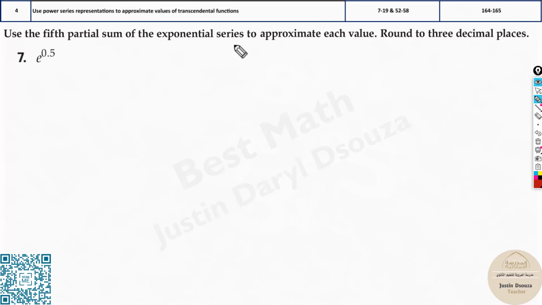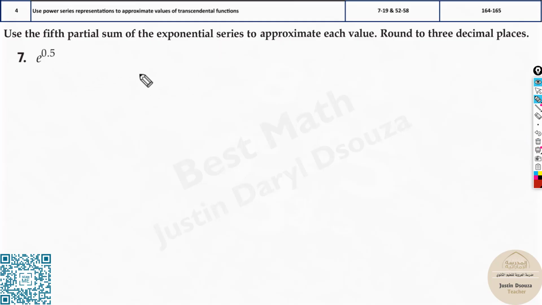Now we will be using power series. Look at this, e to the power 0.5 needs to be approximated. Of course, you can put this in a calculator and get the answer, but they've clearly mentioned to do it till 3 decimal places and use the exponential series. You might remember Taylor series, Maclaurin series. They have given the power series over here. We can solve it easily.